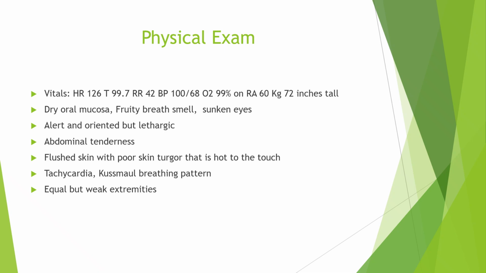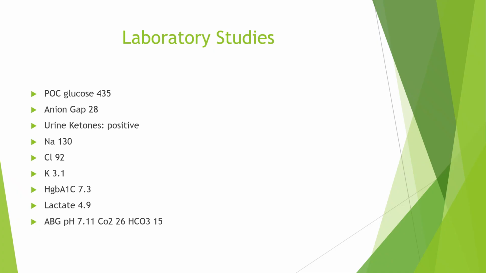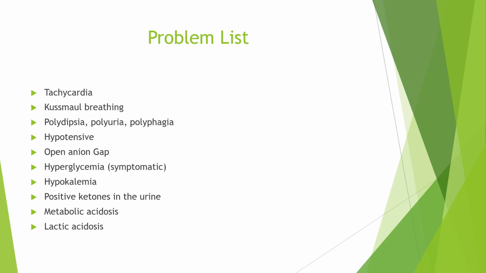Equal but weak extremities. Moving into the laboratory studies, we have a point of care glucose of 435, anion gap 28, which is elevated. Urine ketones are positive. The sodium is 130, chloride is 92, potassium is 3.1, hemoglobin A1C is 7.3, and the lactic acid is 4.9. And some of the significant aspects of the ABG, we got a pH of 7.11, CO2 is 26, and then we have a bicarb of 15.